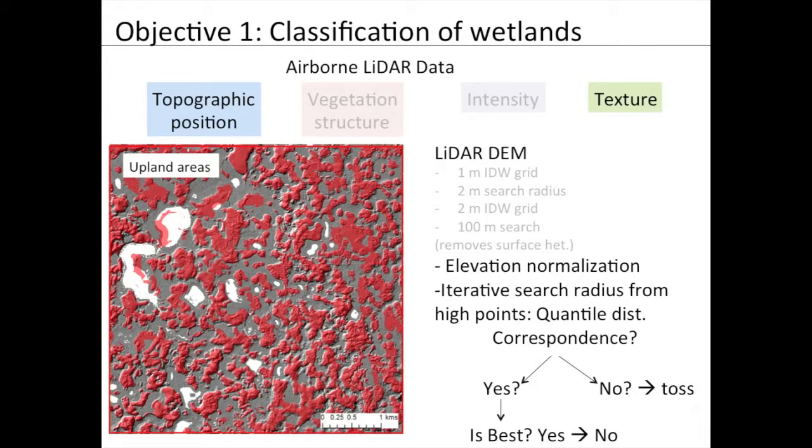And then we use an iterative search radius based on high points. So you window along and you select your high points, and then you can find your upland areas based on the quantile distribution of your heights above the surface. Does this correspond to uplands? Yes or no? And then we make the decision. In this case, it does. So then we say this will feed into the next data stream to create an upland, so the next decision criteria. So you can see all of our upland areas here in red.